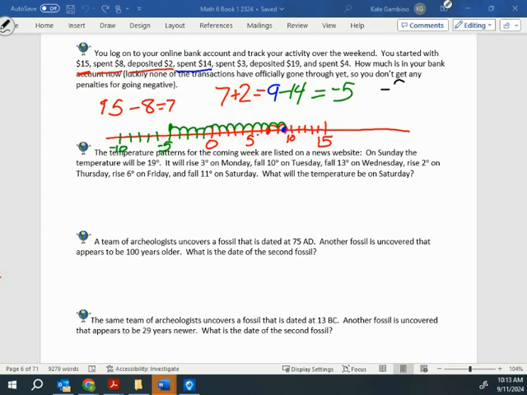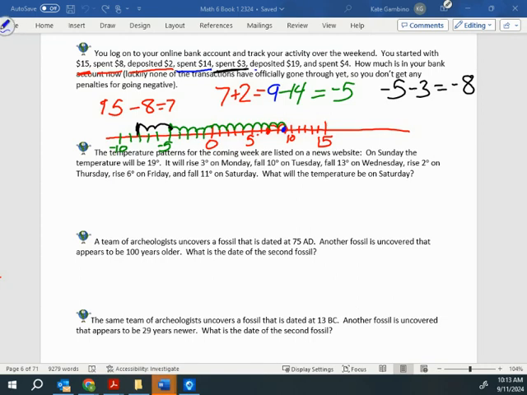So if I'm at negative 5 and I spend $3, am I going to add or subtract? Adeline? Subtract. So I'm spending $3. So I'm right here and I'm going to the left because I'm subtracting. 1, 2, 3. That is a negative 8. Oh goodness, I do not have enough money in my bank account.